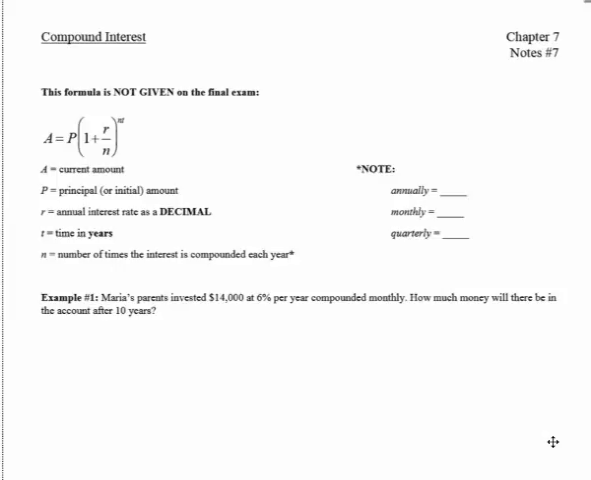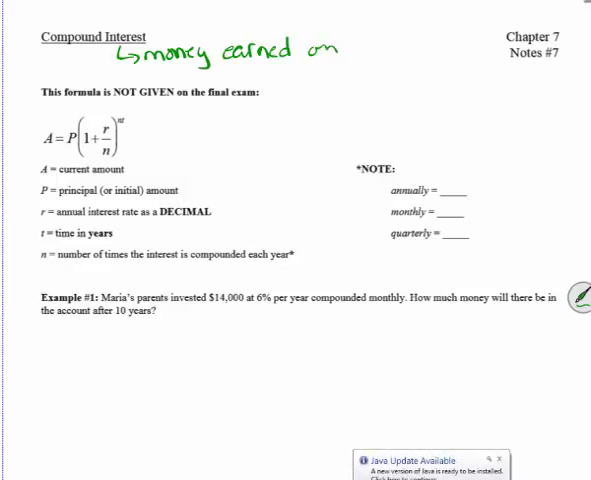So today we're going to be taking a look at something called compound interest. And just as a reminder, interest is money earned on a loan or on an investment. So banks will charge you interest if you borrow money from them. Credit card companies will charge you money if you borrow from them, which is also interest. And there's two different types.